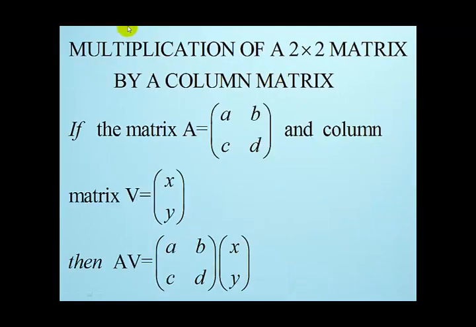Now we have multiplication of a 2 by 2 matrix by a column matrix. If the matrix A equals [a, b; c, d], and the column matrix V equals [x; y], then when we write AV, it means that we are multiplying the matrix A by the column matrix V. So AV equals [a, b; c, d] times [x; y].